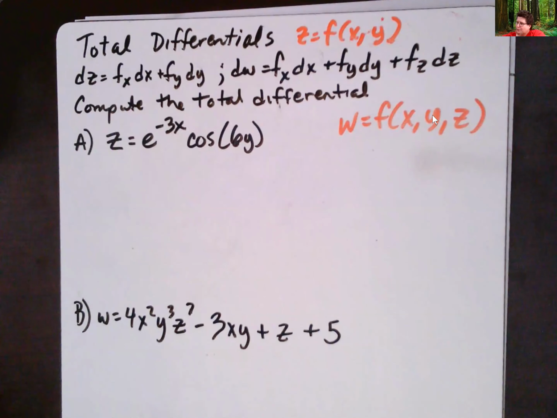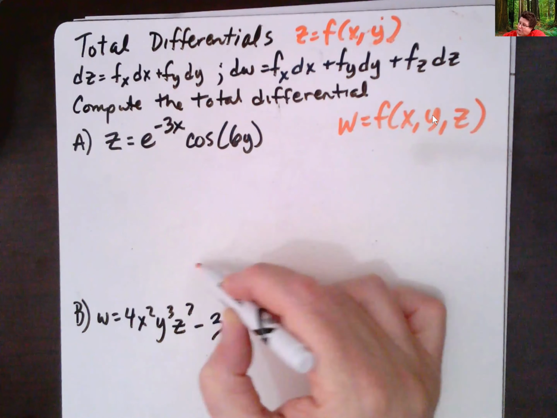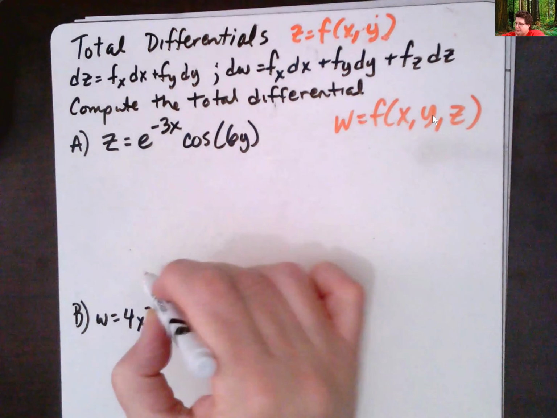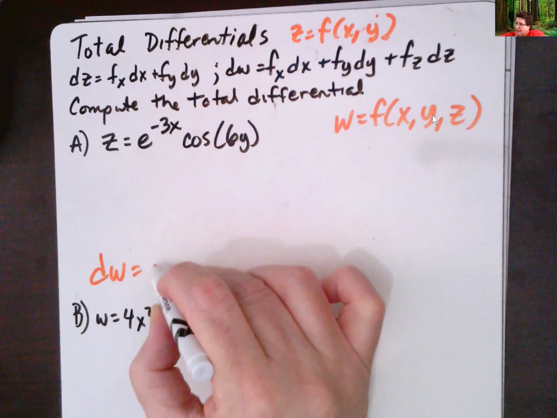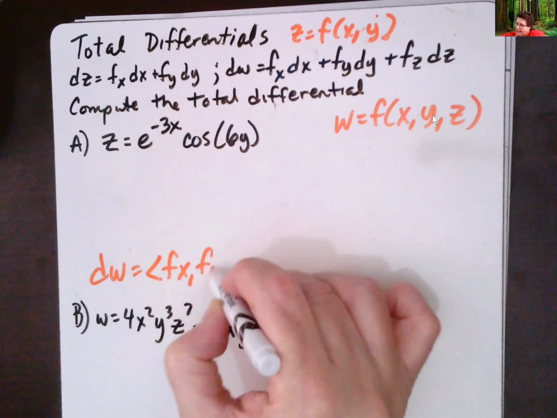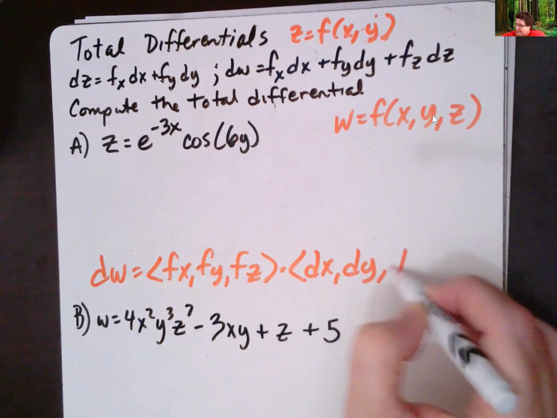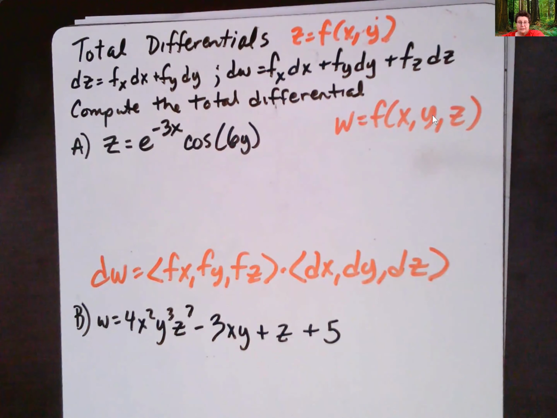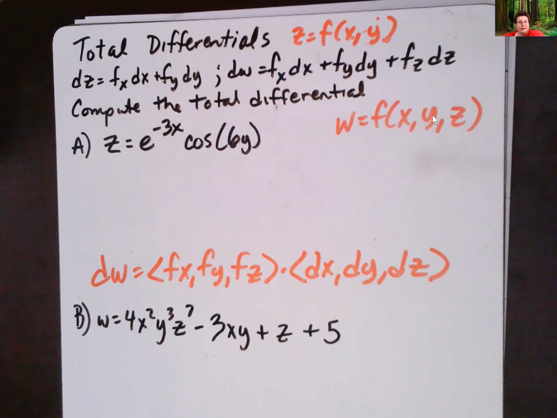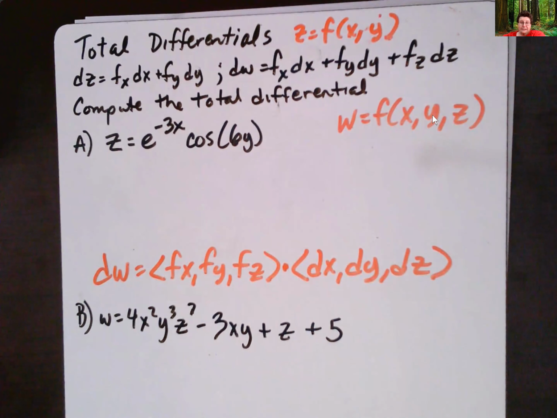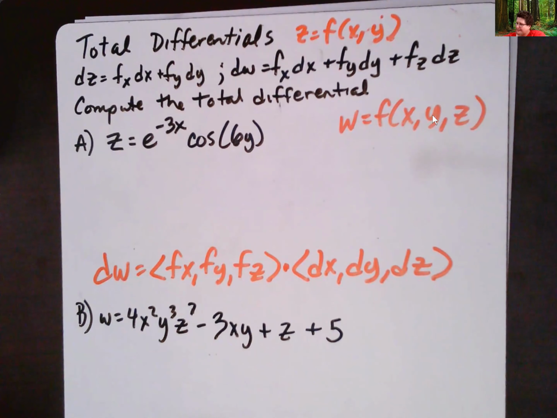In fact, dw looks a lot like this. It looks a lot like fx, fy, fz dotted with dx, dy, dz. That's what it looks like. Oh, did I bring the dot product back out of nowhere? Just boom, bam. Just to keep you fresh, keep you looking for things like dot products where you weren't thinking dot products before.